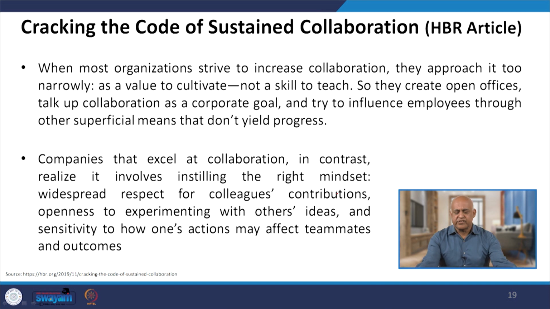Cracking the code of sustained collaboration: an HBR article talks about how, when most organizations strive to increase collaboration, they approach it too narrowly. Even though they want collaboration, their vision is not wider. It is a value to cultivate, not a skill to teach. So they create open offices, chalk up collaboration as a cooperative goal, and try to influence employees through other superficial means that do not yield progress.